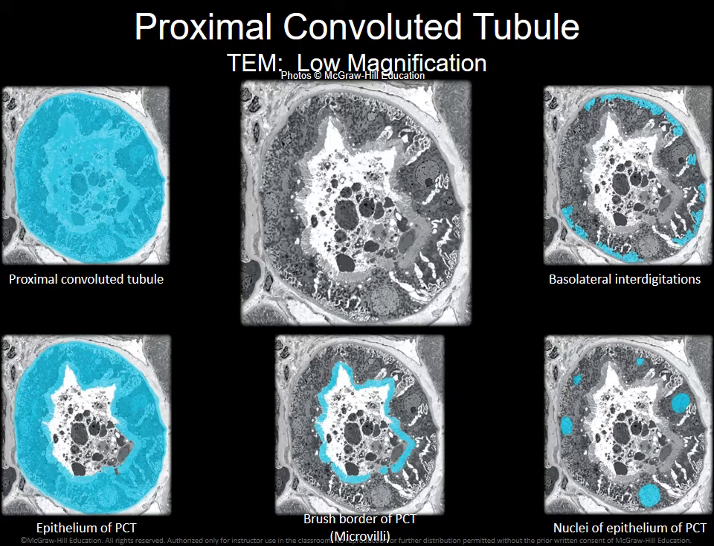Here we see electron micrographs again of the proximal convoluted tubule, and the most interesting thing to note again is this little brush border here of microvilli. Right, this little fuzzy patch. You may think these are cilia, but these are actually microvilli forming a brush border. And this is very high magnification with very good resolution, so you can actually see the microvilli in some places.